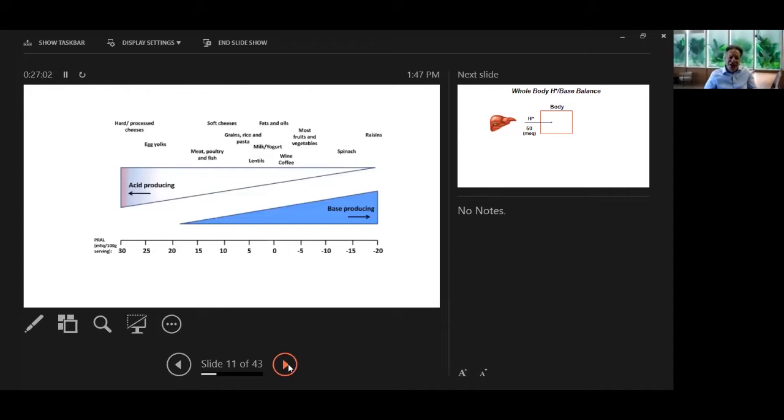Now, different foods have different acid or base producing capability, which I didn't talk about. So foods that make a lot of acids are cheeses, egg yolks, meat, fish a little bit less. And then there's foods that actually make bicarbonate when they're ingested, such as spinach and raisins on the other side. So it really depends on your diet. But an average North American diet, unless you're a vegetarian or vegan, actually produces acid. Next slide.